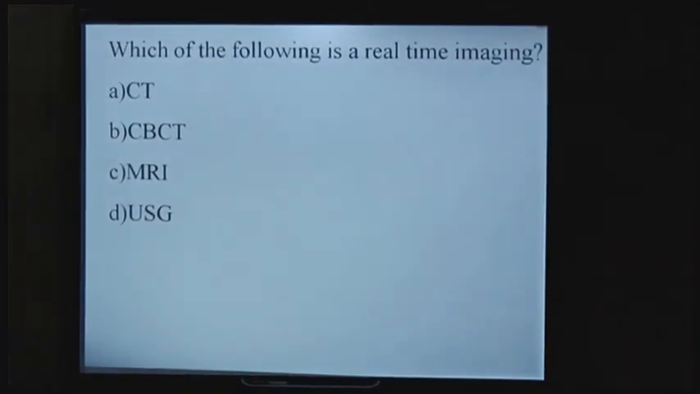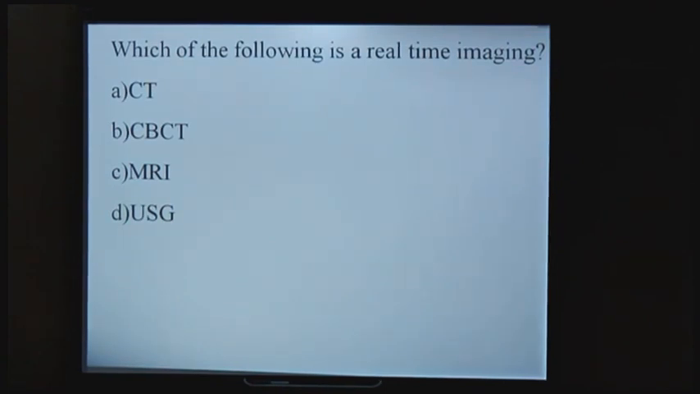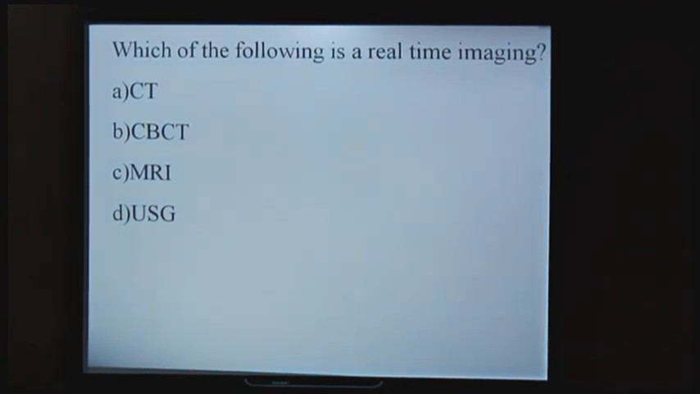Which of the following is a real-time imaging? USG. What is the meaning of real-time imaging? It means whatever you are seeing is actually happening inside also. Apart from height, width and depth, this is a fourth dimension that you are seeing. Whatever you are seeing on the screen is actually currently happening in the tissues within. What is fusion imaging?